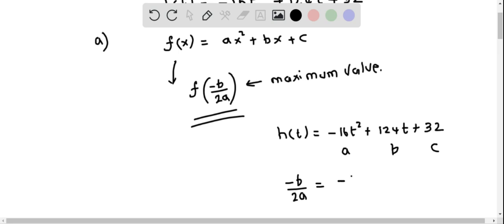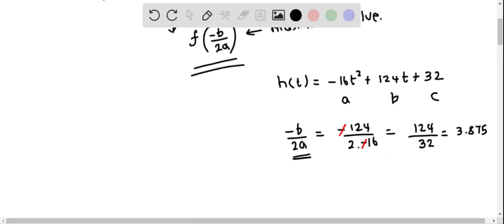This equals negative of 124 divided by 2 times negative 16. So these two negatives get cancelled, and this equals 124 divided by 16 times 2, which is 32. When we plug this into the calculator, we get the value as 3.875. So we have found only the negative b over 2a. However, we have to find h of minus b by 2a. This is the one which represents the maximum height of the ball.